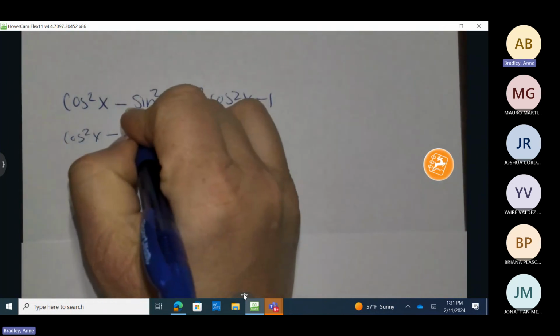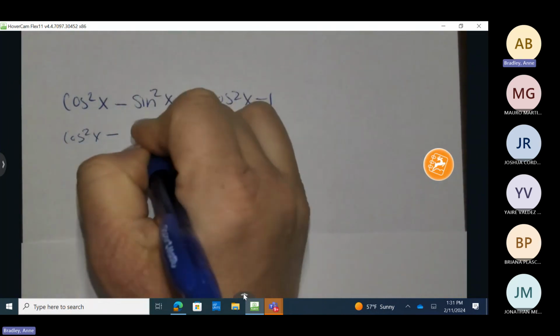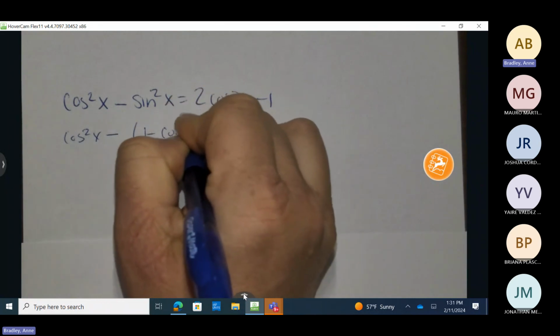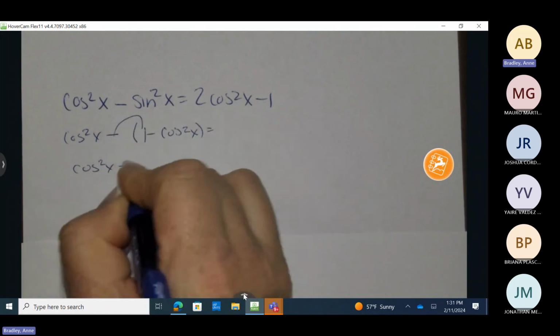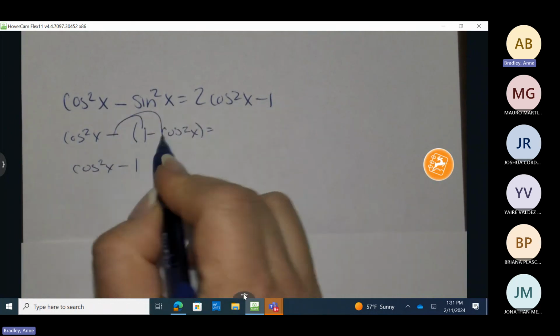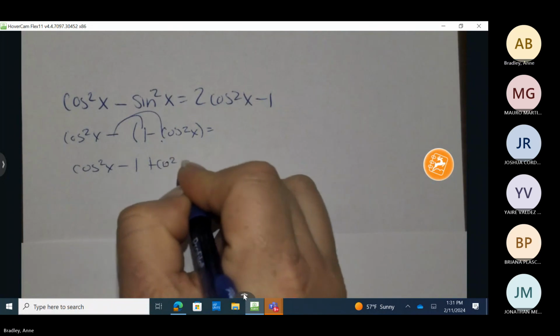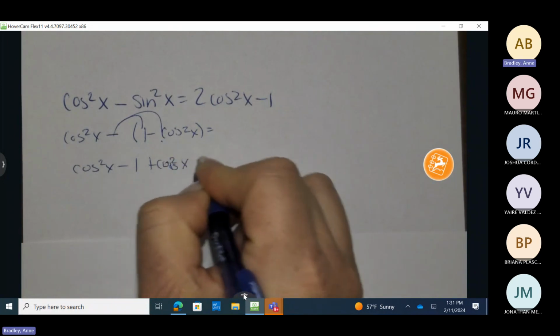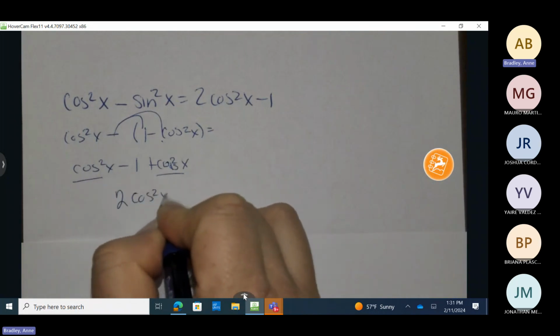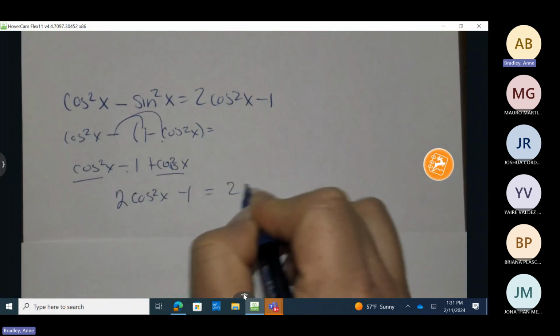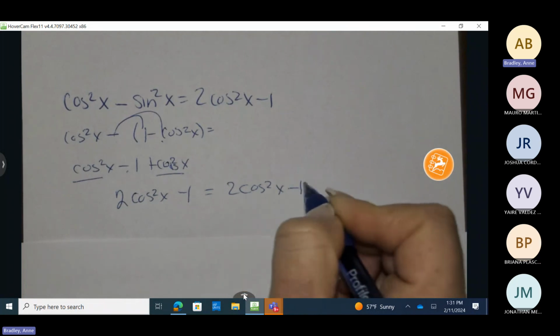So I'm going to replace the sine. Sine squared is equal to 1 minus cosine squared. So I have cosine of x, distribute minus 1, distribute, a negative times a negative is a positive. And now I have cosine and cosine. I have 2 cosine squared x minus 1. And now the left side is equal to the right.